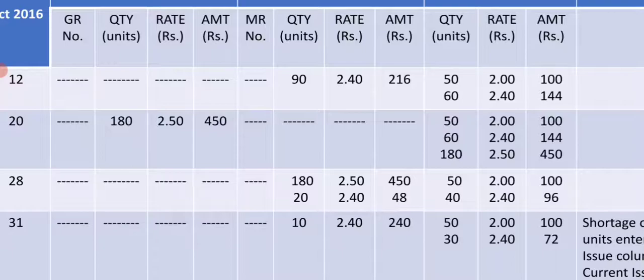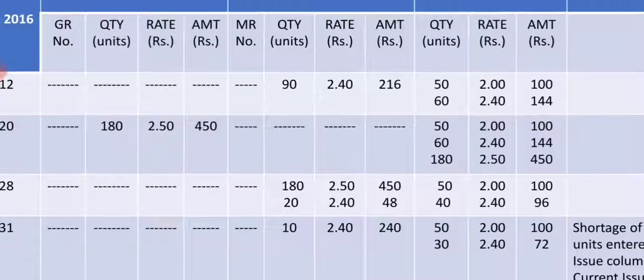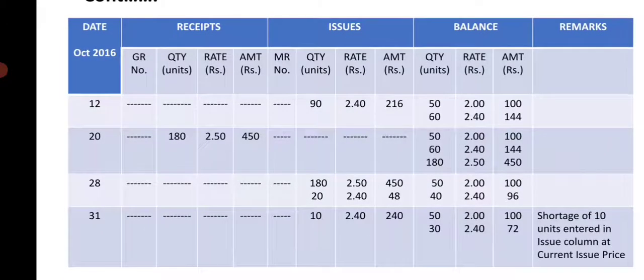So the balance available will be 50 units at the rate of 2.00, 100 rupees. So 40 minus 10, that is equal to 30 units at the rate of 2.40, that is equal to 72 rupees. We should write down the adjustments, if any, on the remarks column.